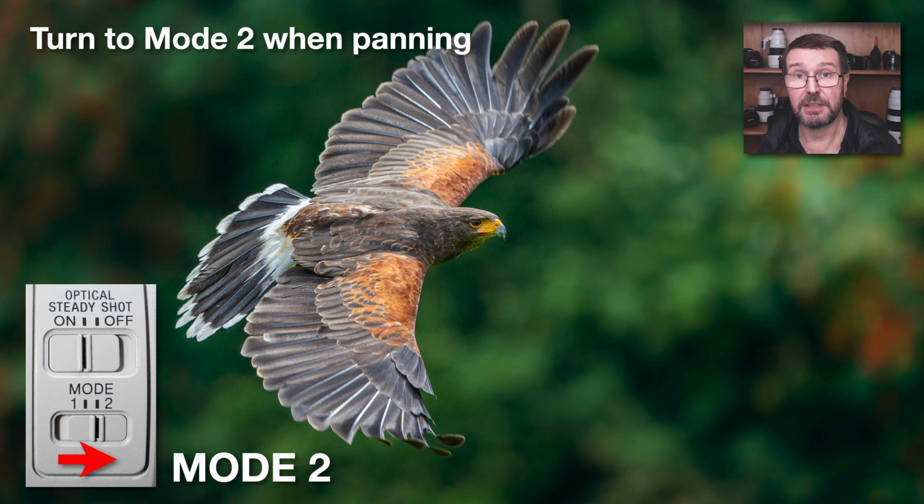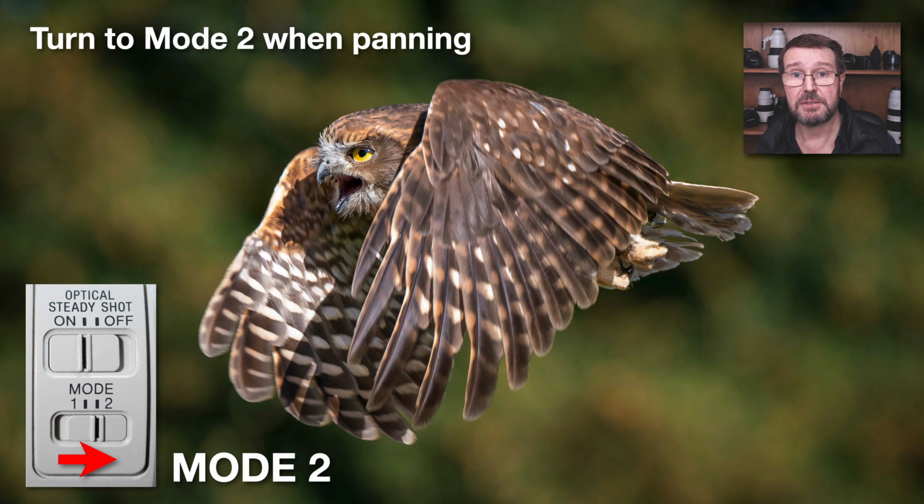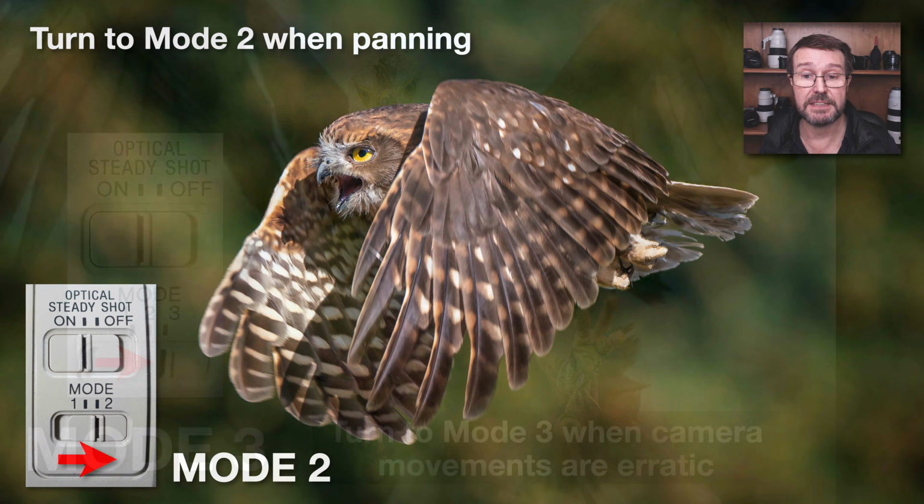Okay, but as soon as the bird is flying left to right or right to left, we need to flick that steady mode to number 2. This basically disables the gyros that are keeping the horizontal movement, so we can move the camera left to right or right to left and not be fighting the stabilization of the lens and camera. So in those instances where it doesn't matter whether you're panning left or panning right, mode 2 is your friend.